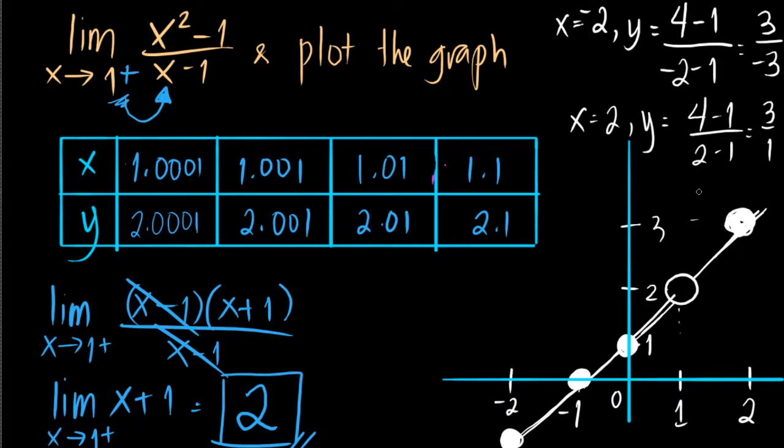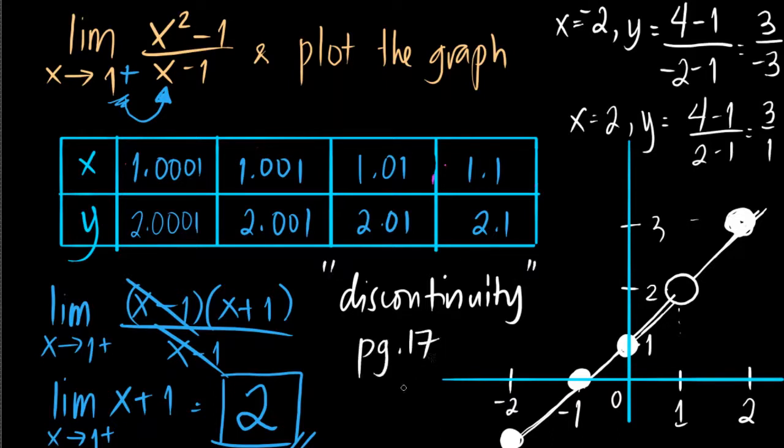Hollow ang aton diri nga point. Okay. So this is actually called a discontinuity. Discontinuity is at page 17 of your modules. And to be specific, this type of discontinuity is a removable discontinuity because you can remove or cancel out this denominator which makes it undefined. So, ma-remove mo siya and then maka-plot ka man, but you just have to remember nga hollow na siya. Yeah. So, that's one way to do it.